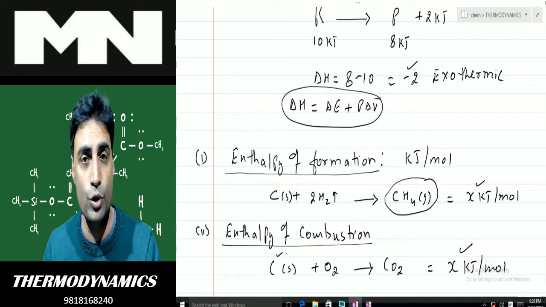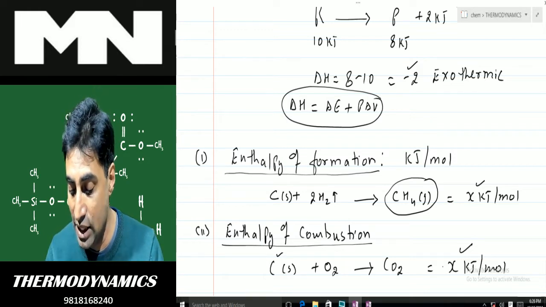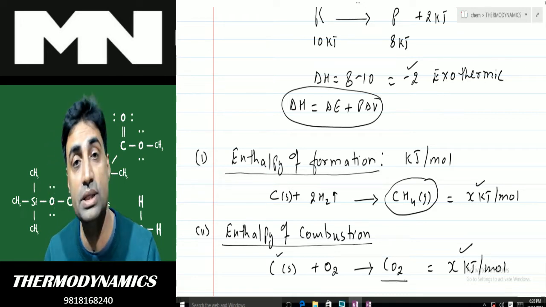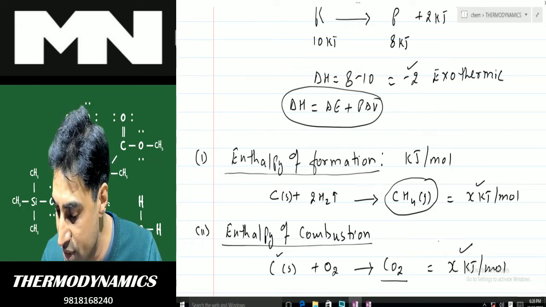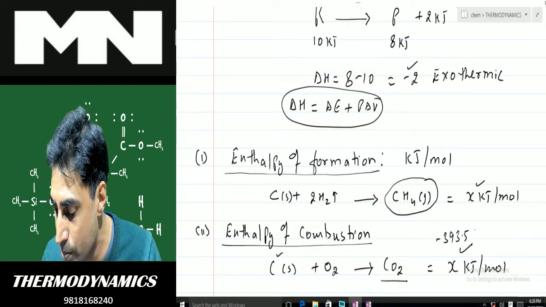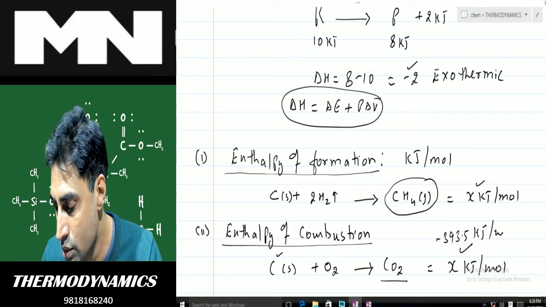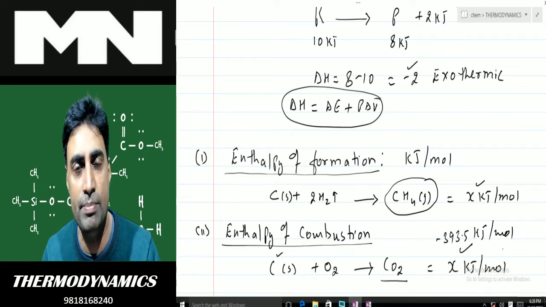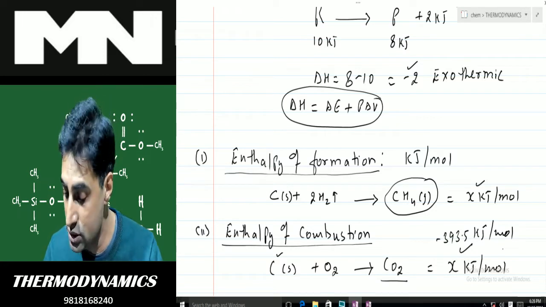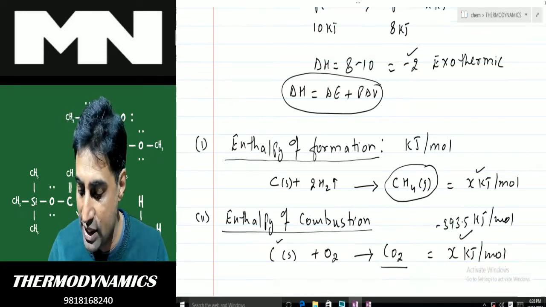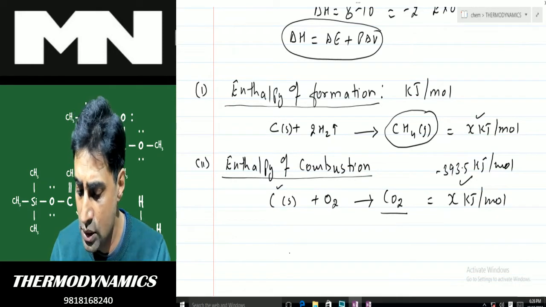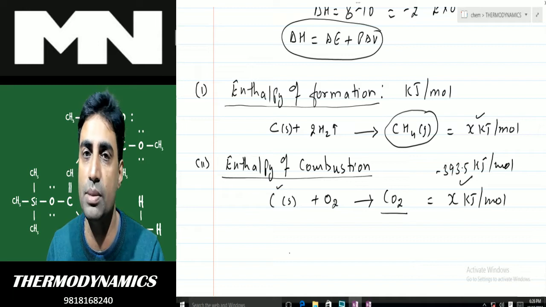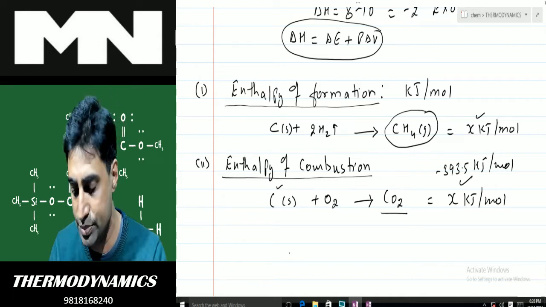Now one question will come to your mind: X is the enthalpy of combustion of carbon, but can it be the enthalpy of formation of CO2? Yes, it can be. Generally its value is minus 393.5 kilojoule per mole. So minus 393.5 kilojoule per mole is the enthalpy of combustion of carbon, and it is also the enthalpy of formation of CO2. Again, enthalpy of combustion is the enthalpy change accompanying the process of combustion of 1 mole of a substance.